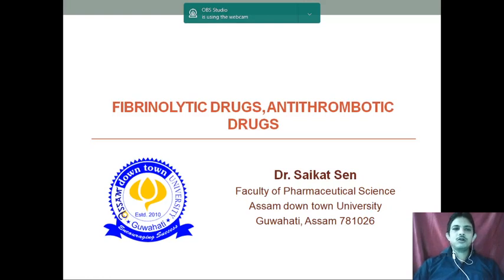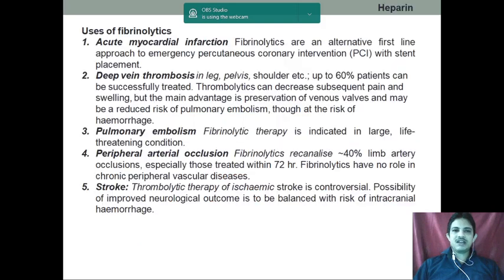Good morning. So, in the last part of the fibrinolytic drugs and antithrombotic drugs, we are going to discuss the uses of this particular drug. Now, the uses of the fibrinolytics: they are used in acute myocardial infarction. Clear? They are the alternative to the first-line emergency approach, that is percutaneous coronary intervention with stent placement. So here it is important.